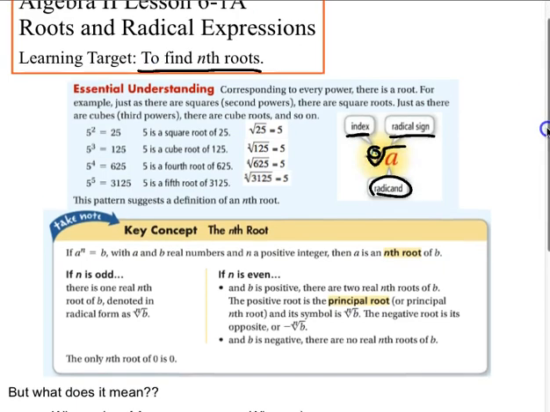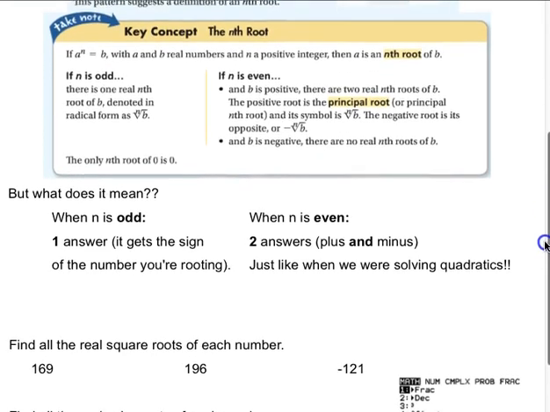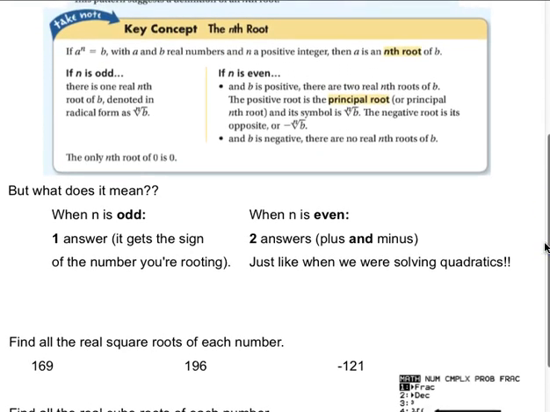So, the nth root, okay? This is pretty wordy in the key concept, so I tried to summarize it underneath. There are two important things to know about the nth root. It can be odd, so cube root, fifth root, seventh root, or it can be even, a square root, a fourth root. So what it's saying is when you're taking an odd root, you just get what you get, okay? Whatever your calculator would give you, that's your answer.